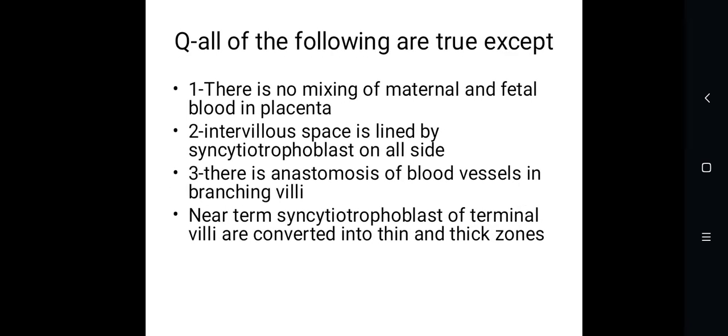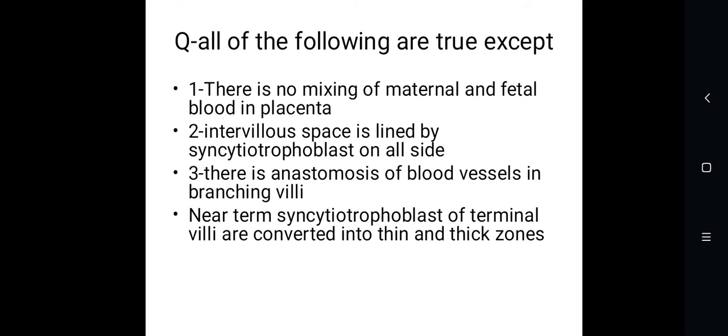All of the following are true except: there is no mixing of maternal and fetal blood in the placenta. True, there is no mixing. They are in close proximity, but there is no direct mixing. The intervillous space is lined by syncytiotrophoblast on all sides. This is also true, as I just told you in the previous question.